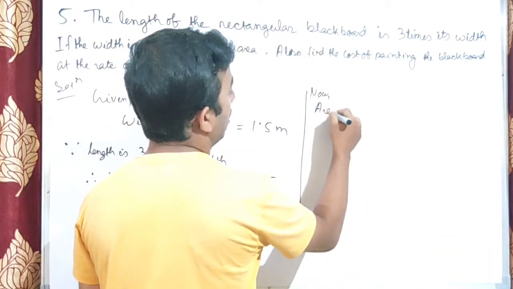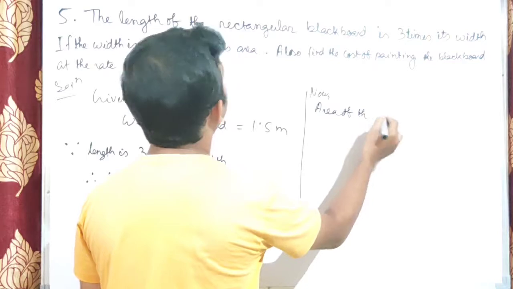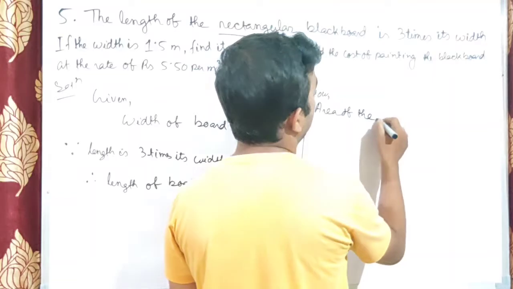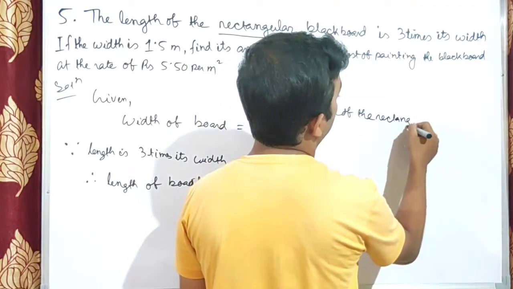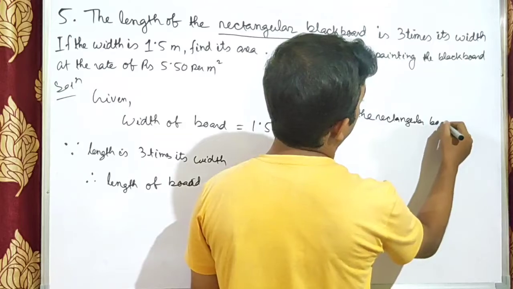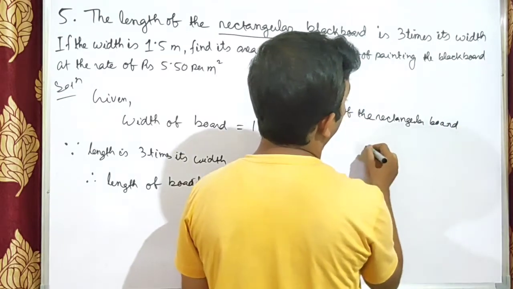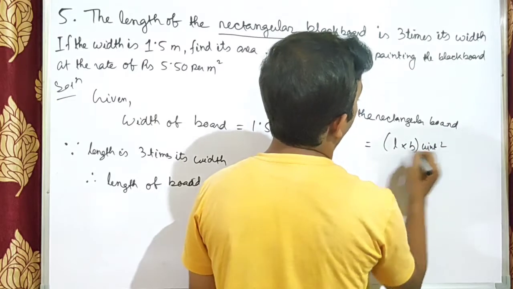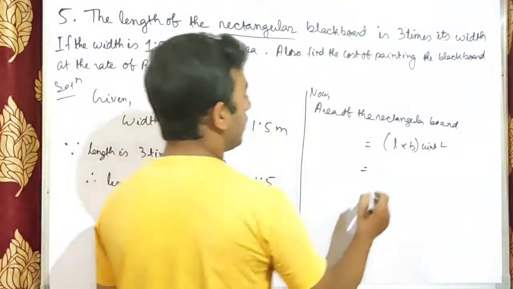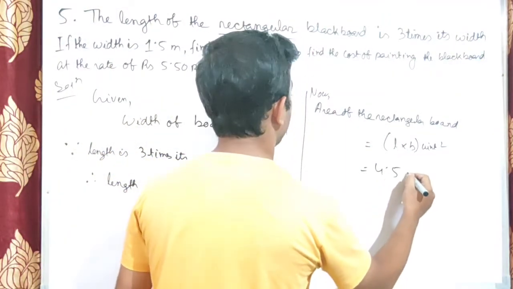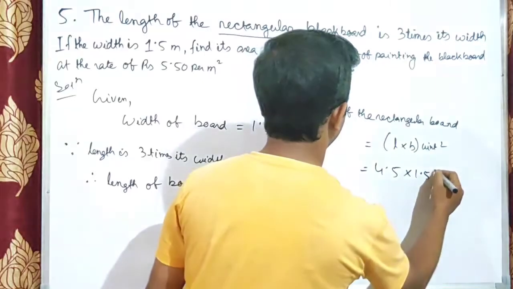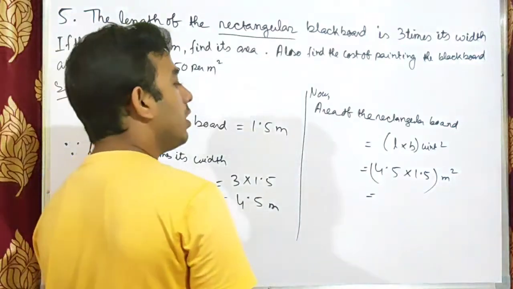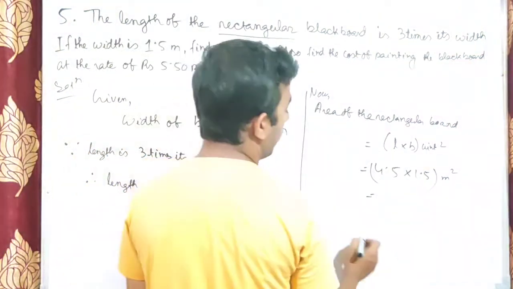Now, what type of board is it? It is a rectangular board. So we write: area of the rectangular board equals length into breadth unit square. The length is 4.5, isn't it? 4.5 into 1.5. The unit is meter, so it will be meter square. Now let us multiply 4.5 with 1.5.